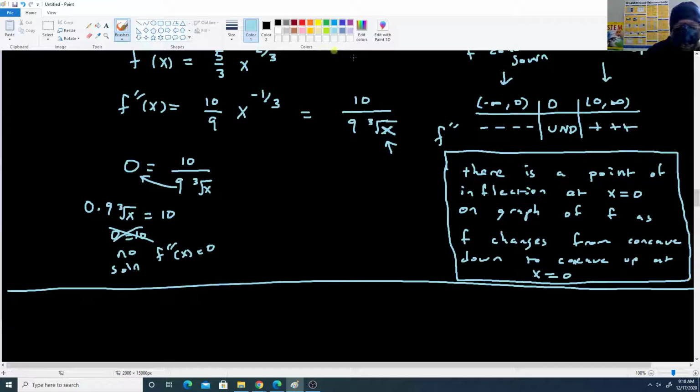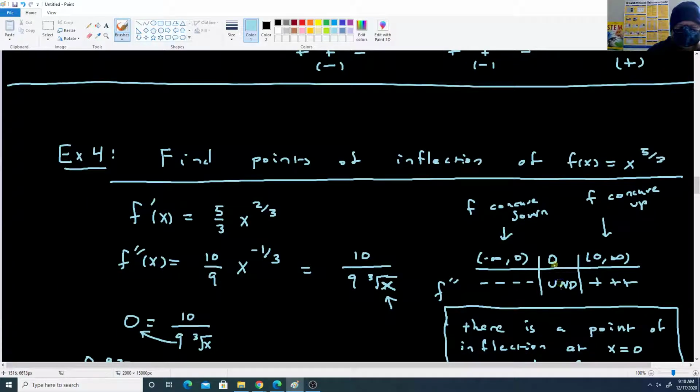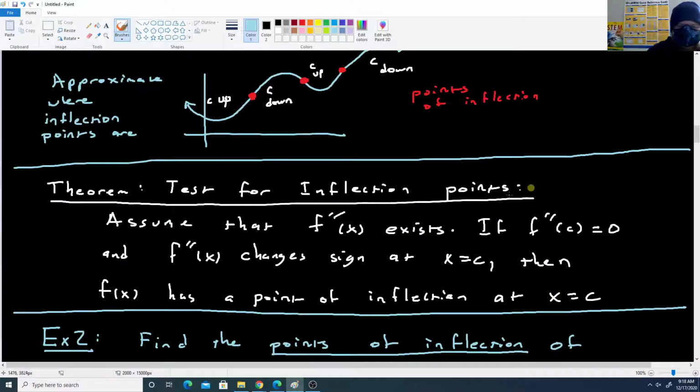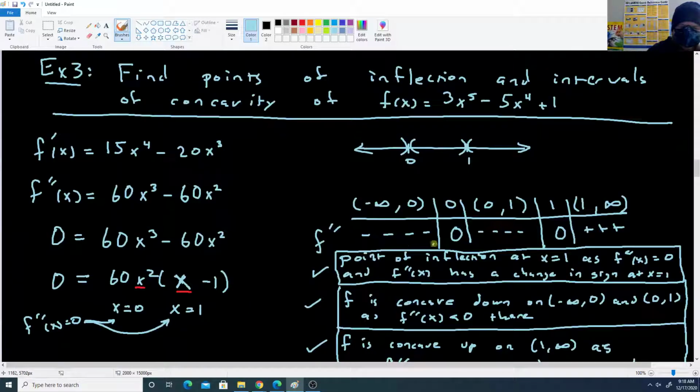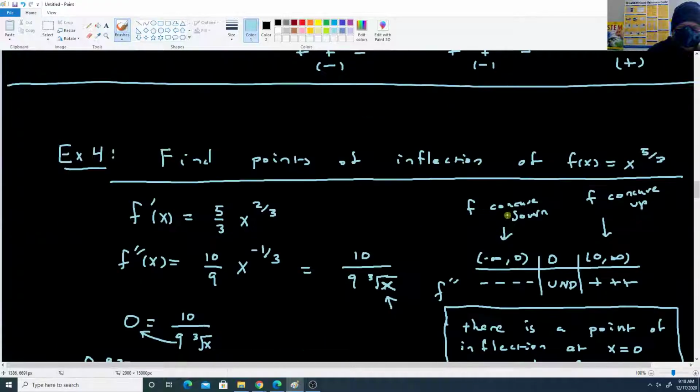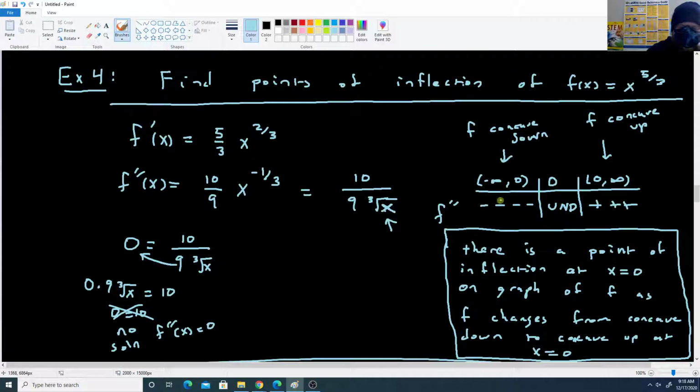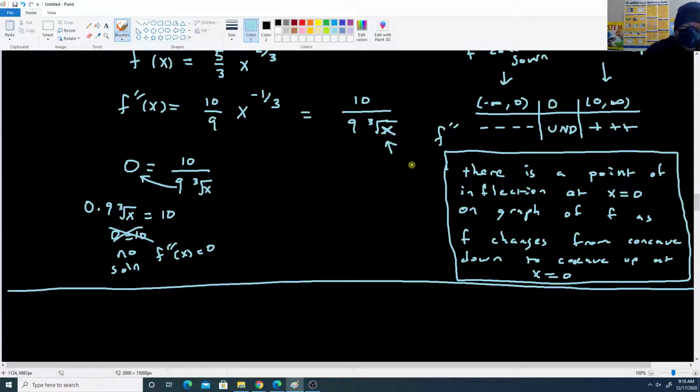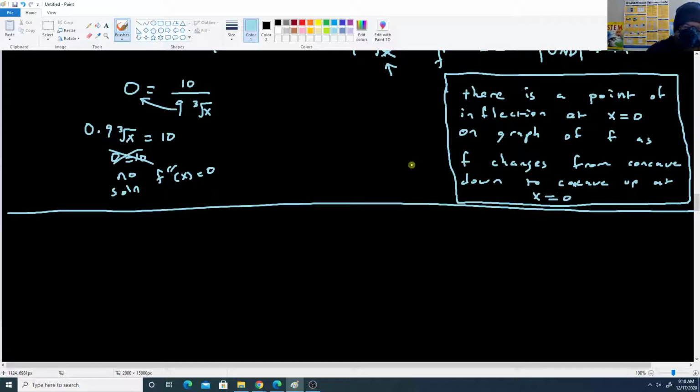So that's kind of a weird one. It's finding the point of inflection, but since you don't have f double prime equals 0, you can't use this theorem. But since f double prime of x was undefined, you can still get a change in sign in the second derivative. And that says your graph flips from concave down over to concave up. And that tells you that there's going to be an inflection point at that particular x value.